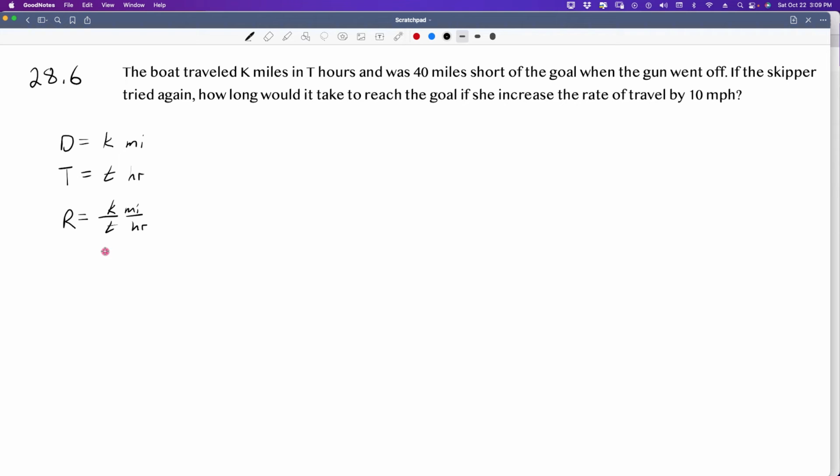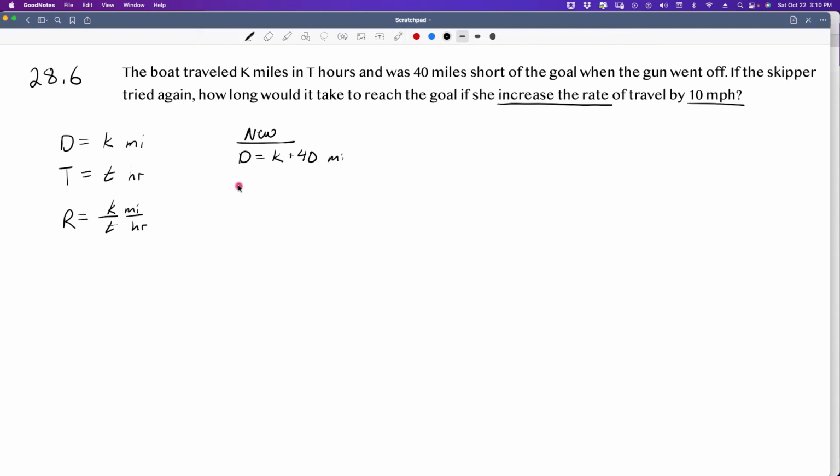In the next trip, for the new distance, we have to add 40 miles to what she can do within that time period. So our new distance is going to change. Our distance is going to equal K plus 40 miles. Because she was 40 miles short this time, she needs to go 40 miles more the next time. So that's our new distance. That makes sense. And the rate will be 10 miles per hour greater. So she's also increasing the rate by 10 miles per hour.